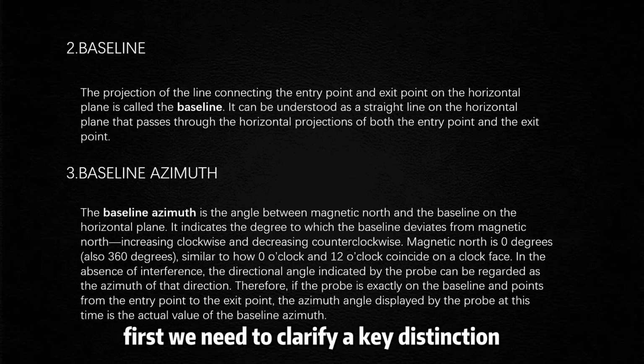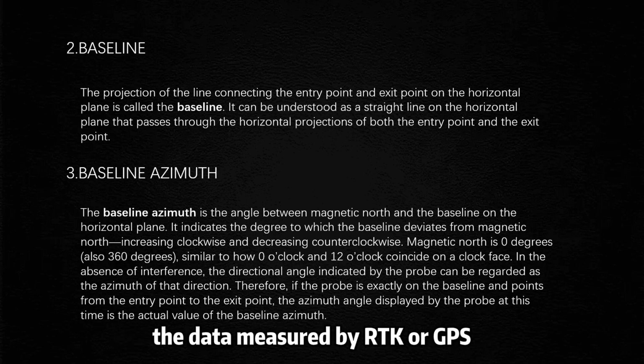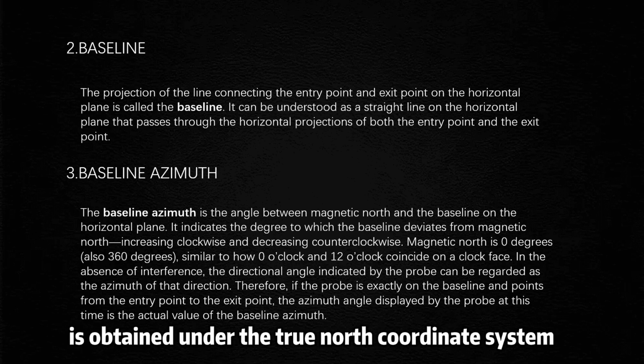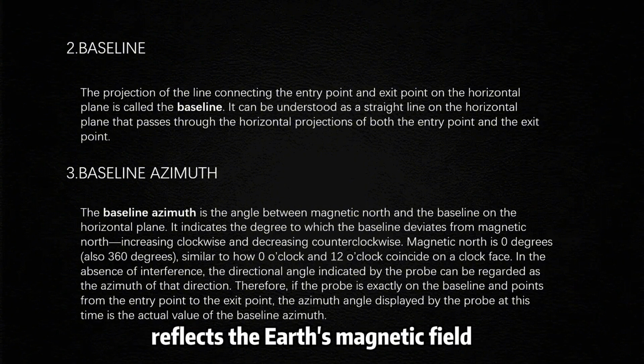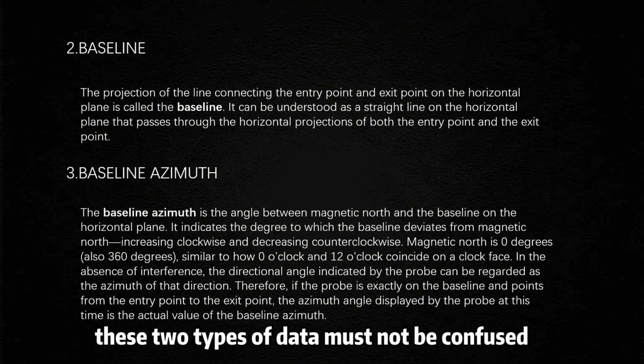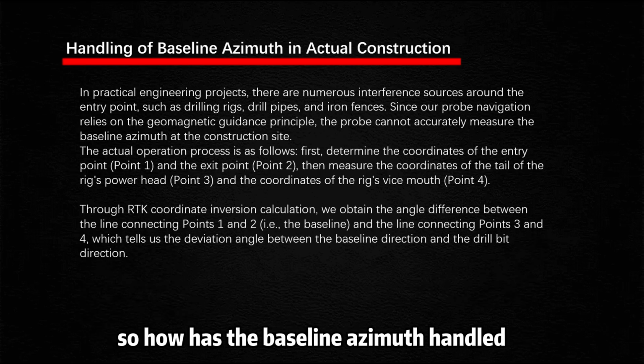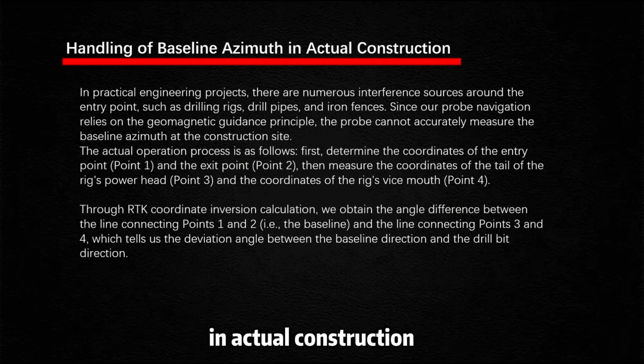First, we need to clarify a key distinction. The data measured by RTK or GPS is obtained under the true north coordinate system, while the data measured by our tools reflects the Earth's magnetic field. These 2 types of data must not be confused. So how is the baseline azimuth handled in actual construction?